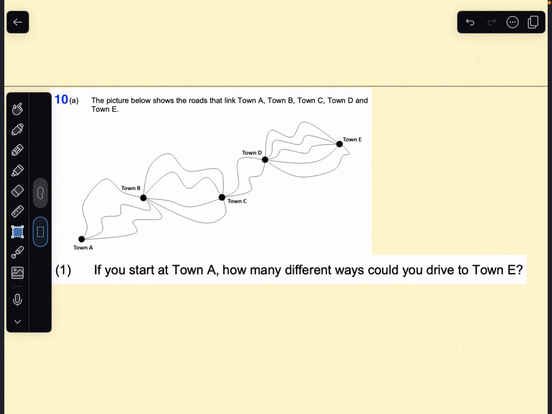Today we're looking at IEB's May 2024 paper 1 and we're focusing on question 10a. The picture below shows the roads that link town A, town B, town C, town D and town E. If you start at town A, how many different ways could you drive to town E? Okay, so let's see what's going on here.